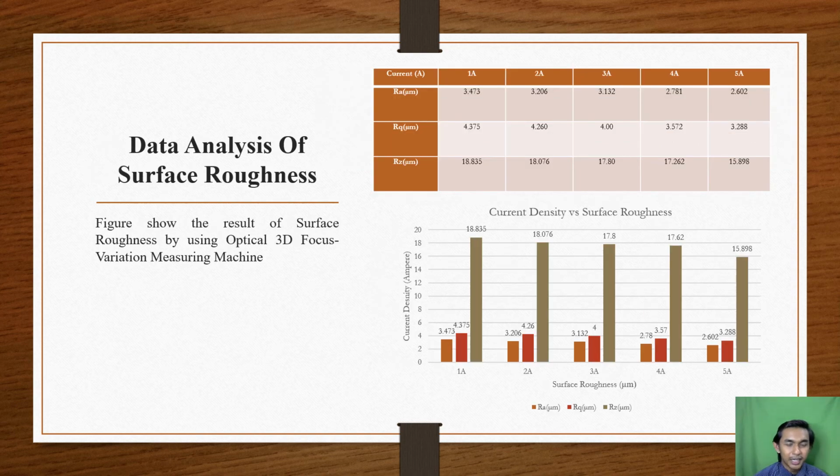For this slide, we can see in the figure the result of the surface roughness, measured using an optical 3D focus variation measuring machine. The table shows the values of Ra, Rq, and Rz of the specimens using 5 different current densities. Based on the figure, the surface roughness value using 1 ampere is higher than the surface roughness using 5 ampere current density.